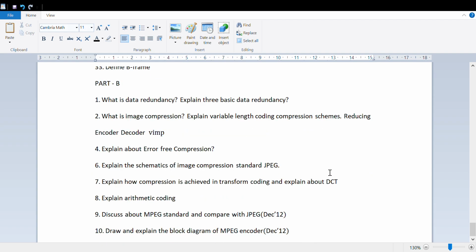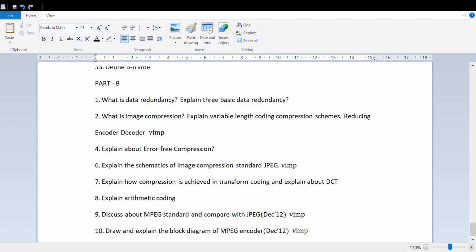Unit 5 is a very easy unit. You can easily score good marks, and it is very easy to understand. Discuss the MPEG standard when compared with JPEG. JPEG means how the image can be filtered by using JPEG and MPEG, and explain the block diagram.